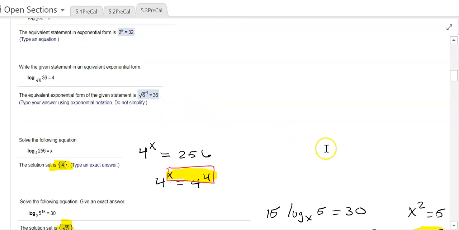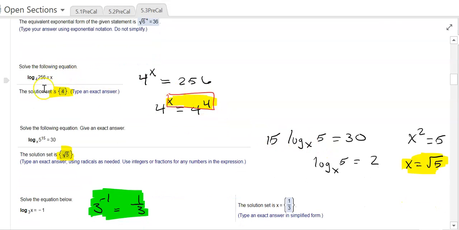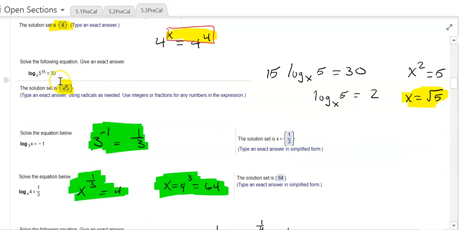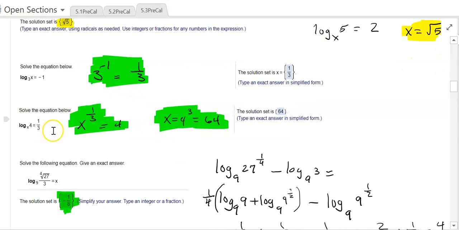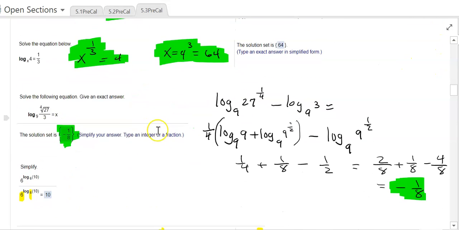More of the same happening here. Once again, 4 to what power is 256? And here we have to do a little bit of solving in order to find the value of x. Once again, 3 to the negative 1 power is 1/3. More about going back and forth between exponentials and logarithms.